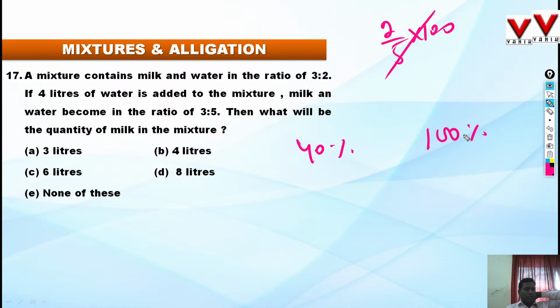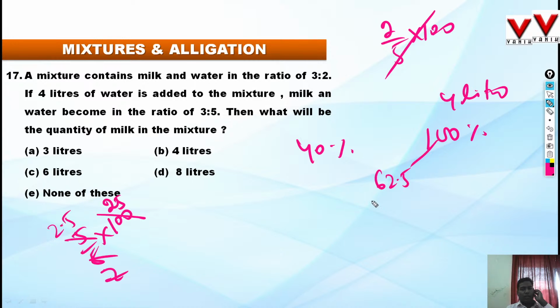Okay. Then milk to water 5 by 8 into 100, that is 62.5%. 100 minus 62.5 is 37.5. 62.5 minus 40, it is 12.5.